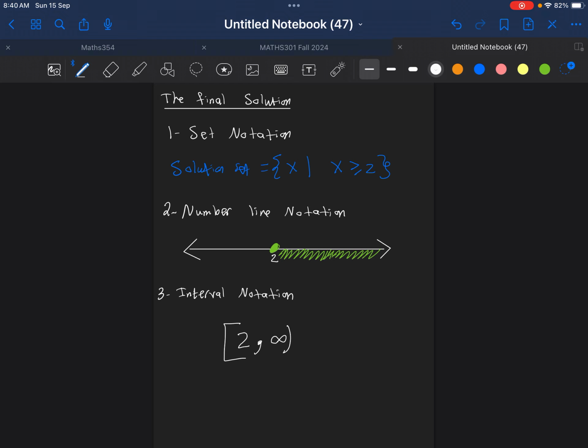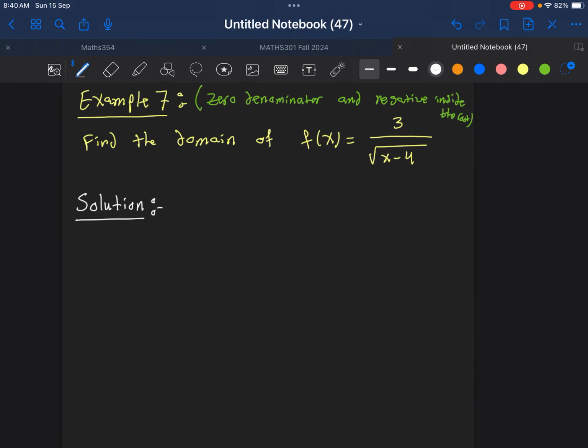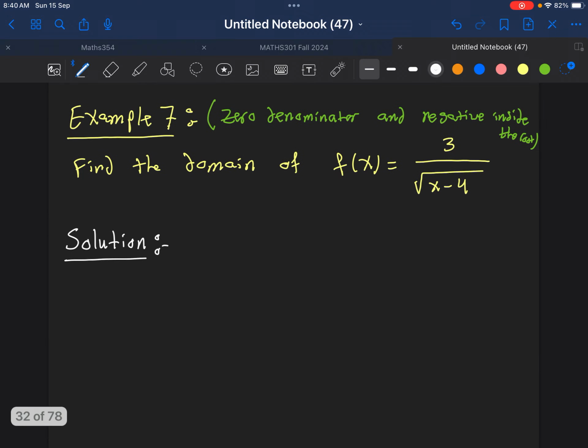So this is the second type of problems that we have for the domain: denominator and square root. Well, let's see the third type of problems, which will be the two together. I have a zero denominator and a negative inside the root. So you have to deal with each one separately. What do I mean by each one separately? Let me just divide it into 2.